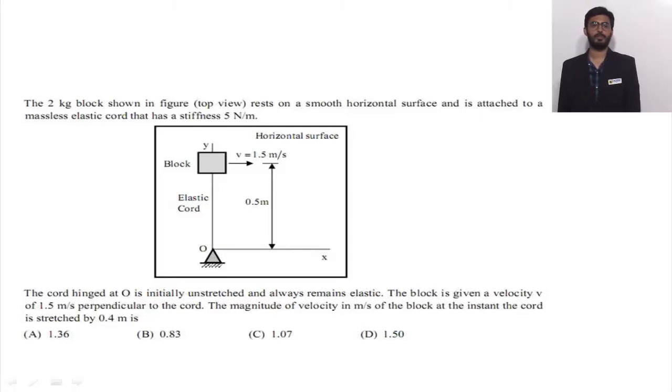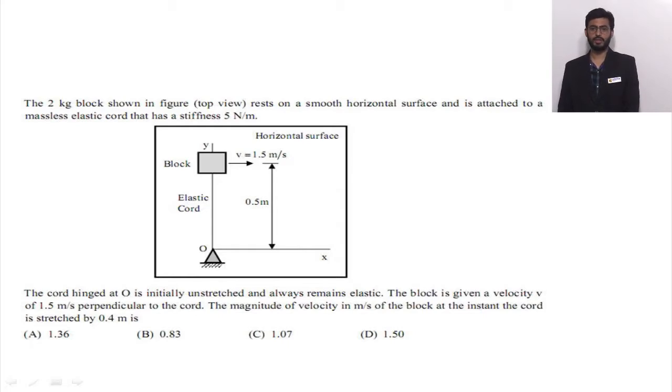This question belongs to the topic engineering mechanics from the subtopic conservation of energy. The 2 kg block, as shown in the figure (top view), rests on a smooth horizontal surface and is attached to a massless cord that has a stiffness of 5 Newton per meter. The cord is hinged at O, is initially unstretched, and always remains elastic. The block is given a velocity v equal to 1.5 meter per second perpendicular to the cord.